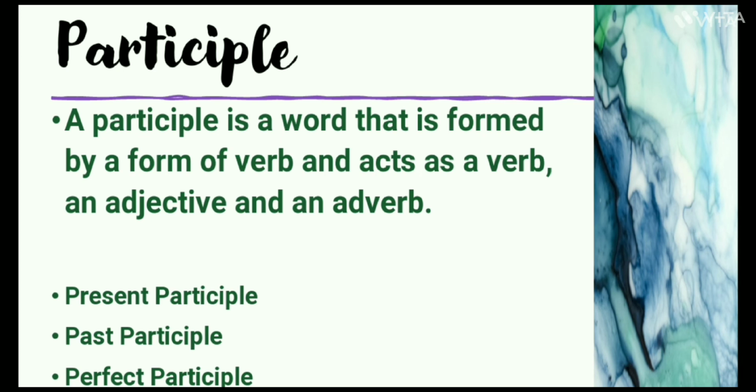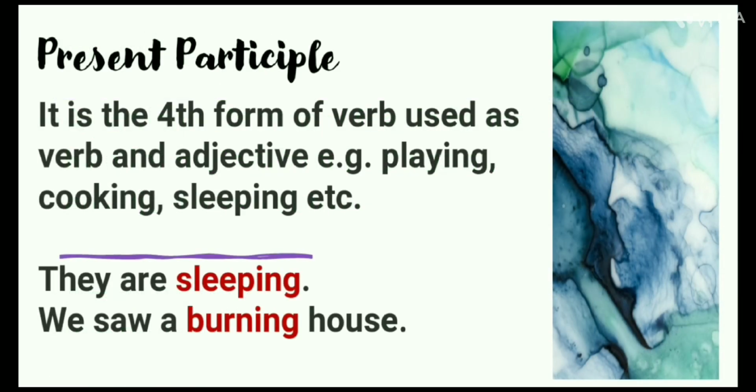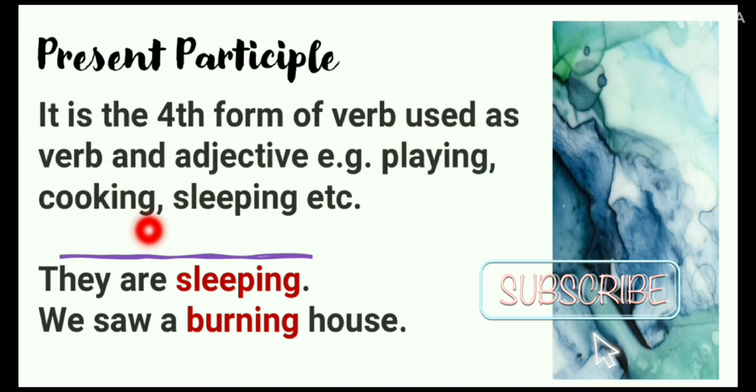Participle. A participle is a word that is formed by a form of verb and acts as a verb, an adjective, and an adverb. There are three types of participles: present participle, past participle, and perfect participle. Present participle. It is the fourth form of verb used as verb and adjective, like playing, cooking, sleeping.